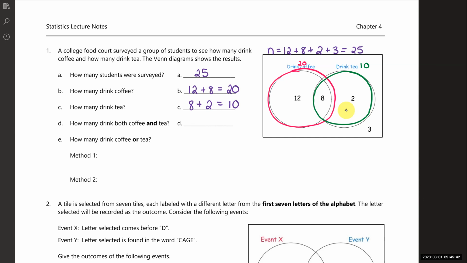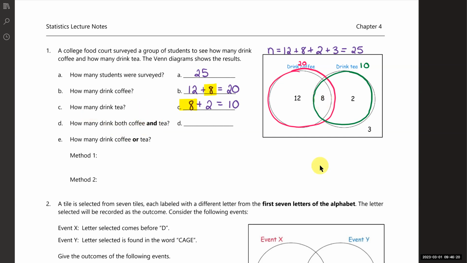So sometimes it seems like something is wrong. If 20 people drink coffee and 10 drink tea, that adds up to 30 people, but there's only 25 people in the study. And this is what we talked about earlier. When we have an overlap, the 20 includes those 8 people, but then the 10 also includes those same 8 people. So over in my expressions here, I'm just going to highlight there, the 8 people counted towards the 20, the 8 people counted also towards the 10. So the people that are in both groups are those 8 people.